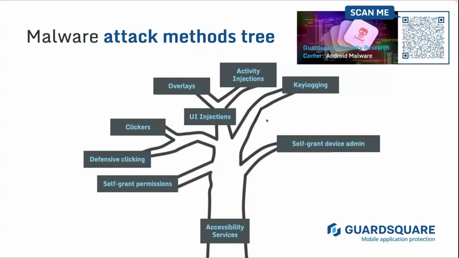Keyloggers can be used, by using accessibility services to retrieve sensitive information. Malware can also automate actions through clickers, also for the attack perspective, like performing a fraudulent transaction. And also, accessibility can be used to coordinate the deployment of other techniques like UI injections, overlays, or activity injections. We will not cover all the possibilities during this presentation, so again, you can refer to the Security Research Center for further details.